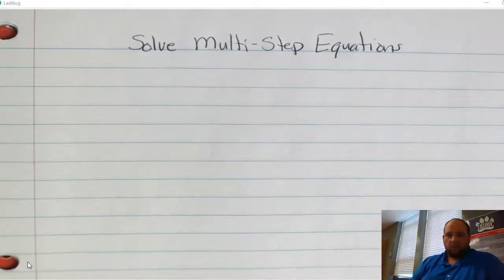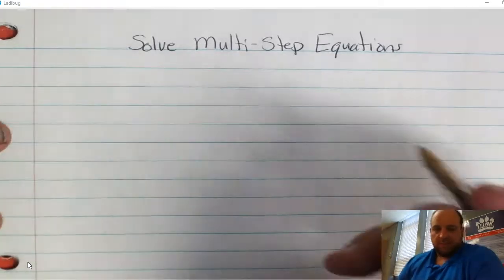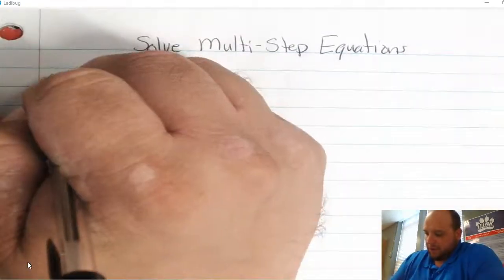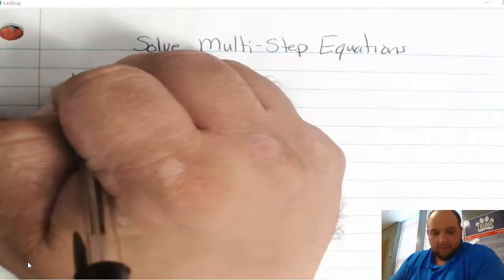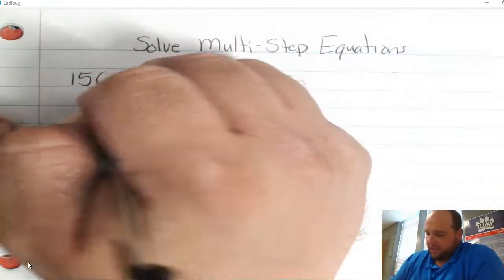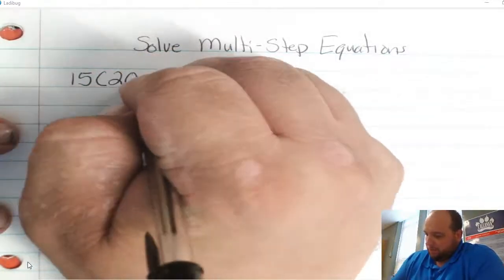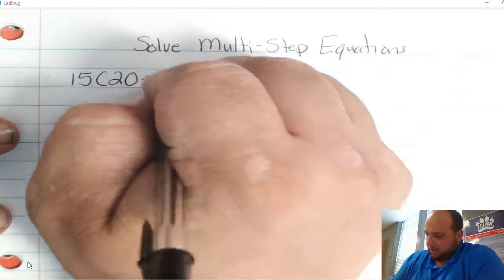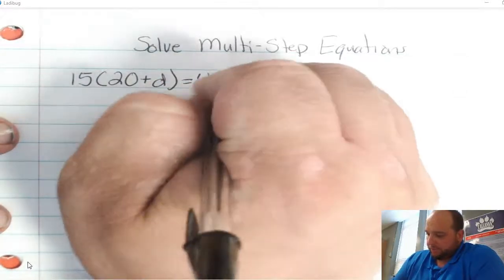We've been working with one-step equations and two-step equations. Now we're going to work with multi-step equations. This usually can mean that we're going to work with equations that have more than two steps. So let's go ahead and look at the first example here. The first one I'm going to look at is 15 parentheses 20 plus d equals 420.